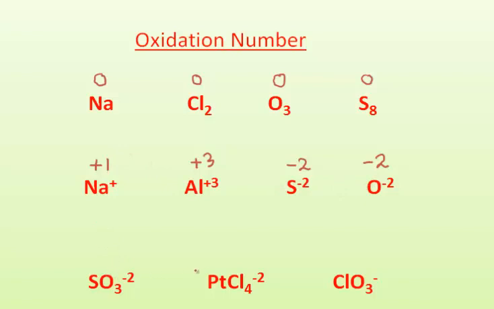And these are the polyatomic ions given here, and the same concept applies with polyatomic ions also. The oxidation number of atoms of a polyatomic ion is always equal to its total charge. SO3 has a total charge of minus 2, that is why its total oxidation number will be minus 2. Similarly, this one also has minus 2 total oxidation number, and ClO3 has a total charge of minus 1, that is why its total oxidation number will be minus 1. This is how we can assign the oxidation number of atoms in a compound.